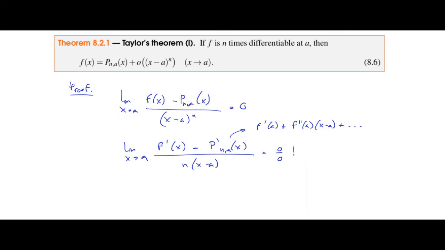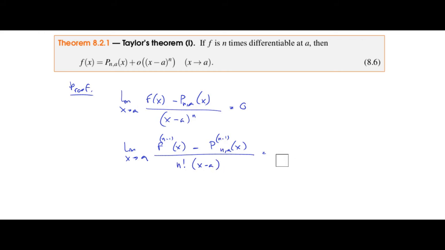So we need to keep applying L'Hopital's rule, up until you get to the nth derivative, right? The nth derivative of f and the nth derivative of the Taylor polynomial. What is interesting is that, well, not the nth, sorry, the n minus 1, right? The n minus 1. Then here, the denominator is n times n minus 1 times n minus 2 and so on. You differentiated n times, so this is n factorial times x minus a, right?